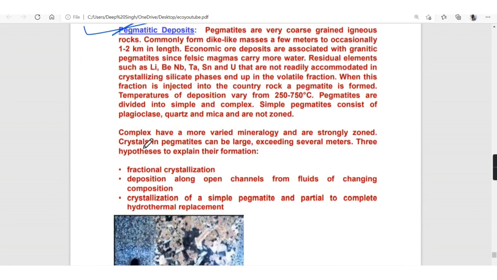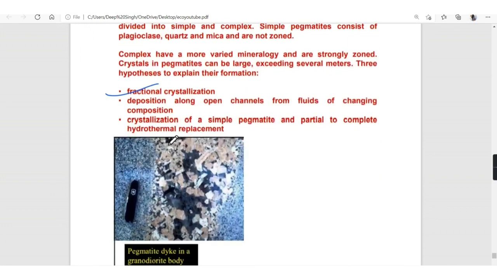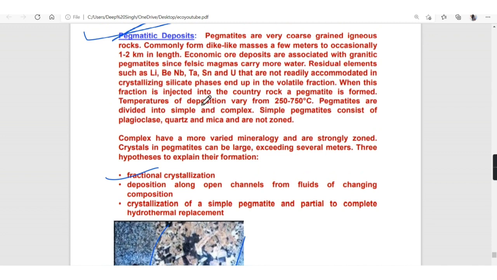Pegmatites are formed by fractional crystallization. See here, this is the pegmatite type in a granodiorite body. Here you will see the formation of these residual elements: lithium, beryllium, tantalum.